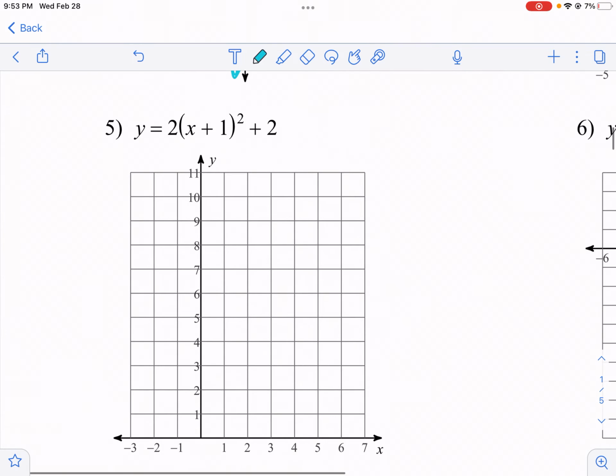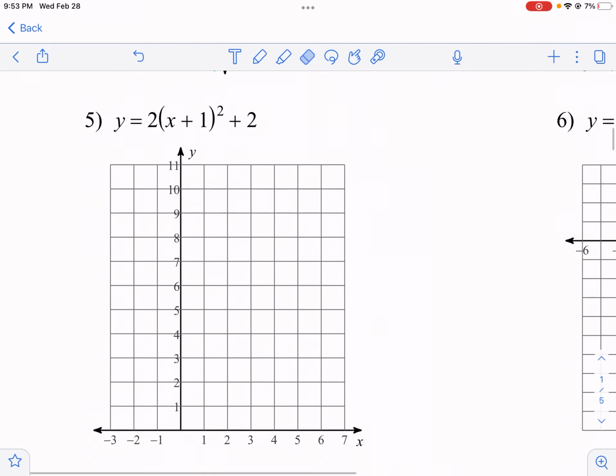Okay, moving on to number 5. This one's going to be a little trickier. Here we see that it's a positive 1. That means it's going to be to the left 1 unit. And then we're going to go up 2 units for our vertex. So there it is. I'm left 1 and up 2. That's my vertex based on vertex form. That's what makes vertex form so useful.